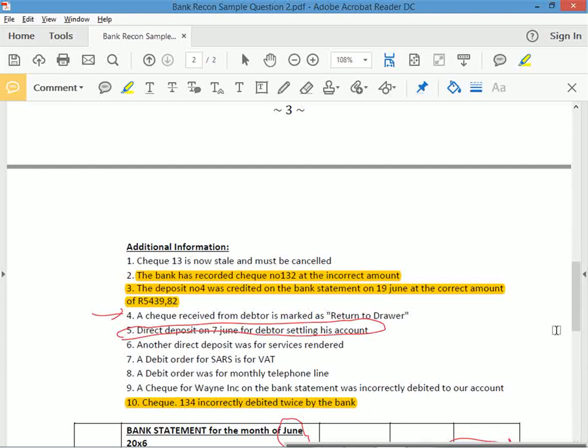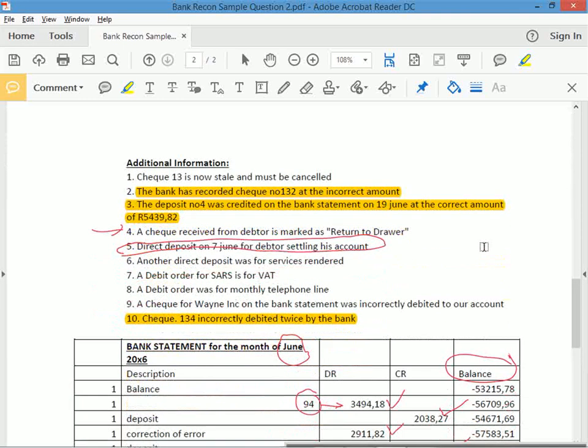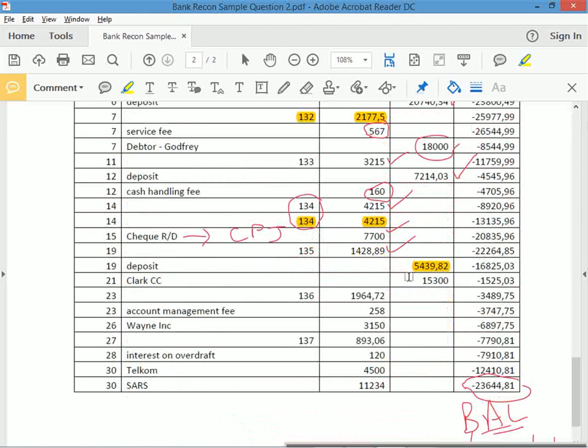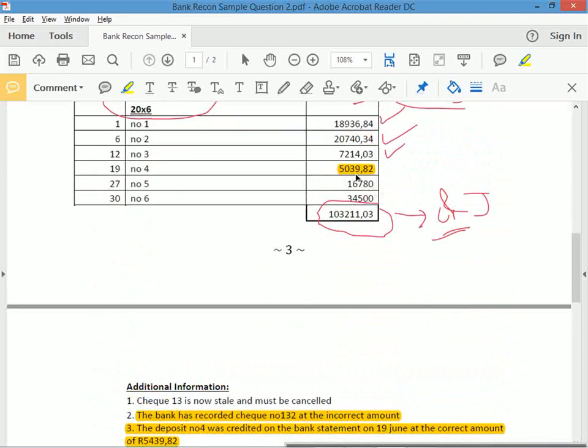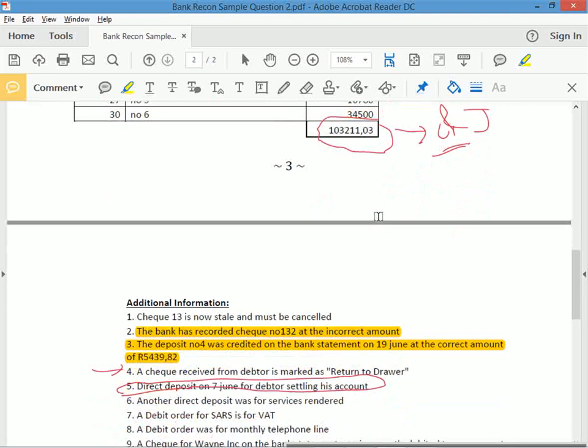Does that make sense? Okay, so what does the bank show? 5439.82. What do we show? 5039.82. What's the difference? Work it out. One minus the other. There's a difference of 400. Adjust or reconcile? Adjust. Why? Because our books are wrong. Correct. Perfect.